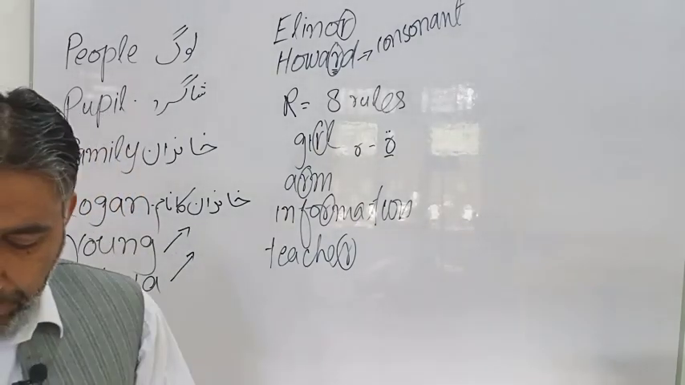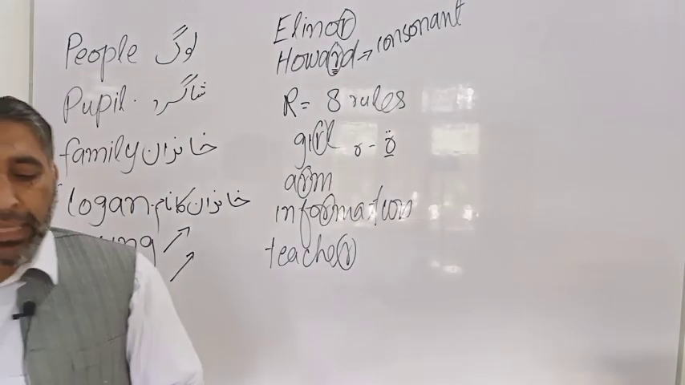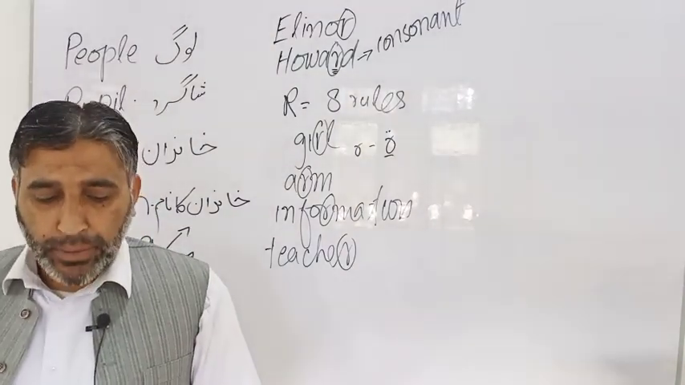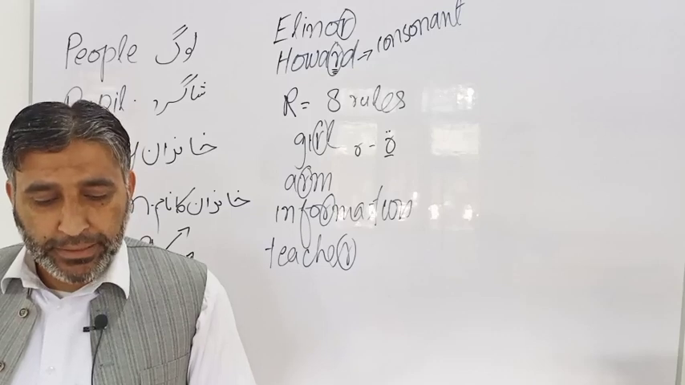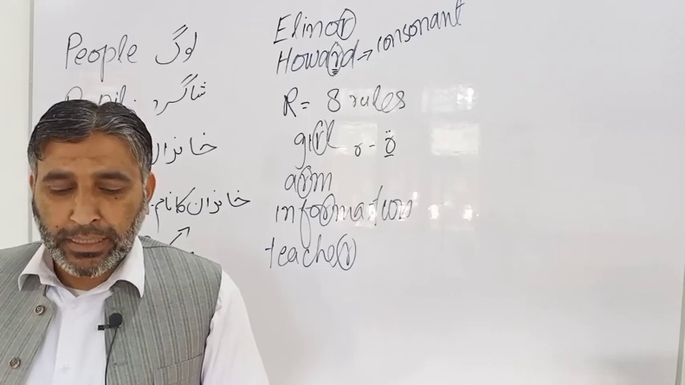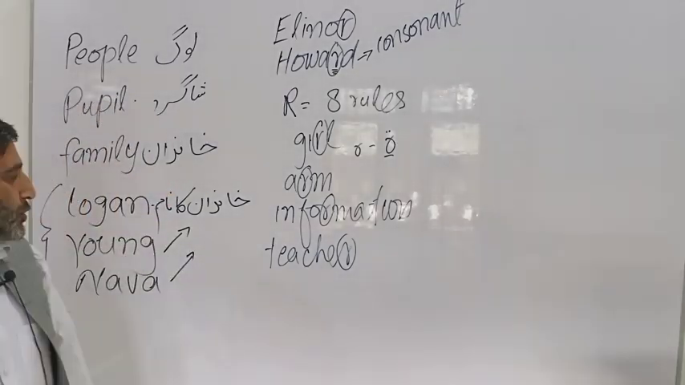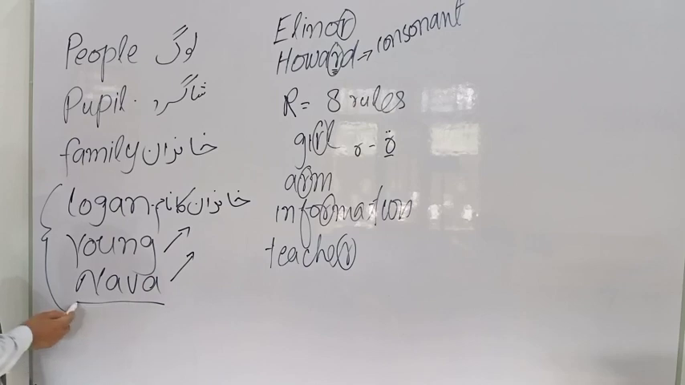Now repeat with me. The third family name, Melanie, Pablo, Anna, and Carlos Nava, and Maria Gomez de Nava. So the third family is the Nava family.